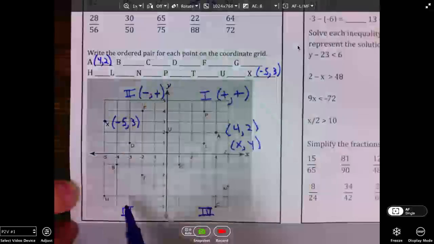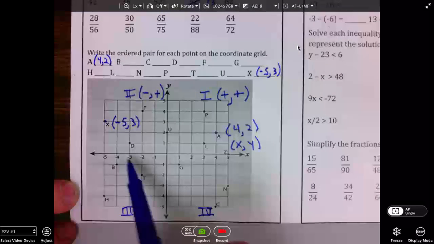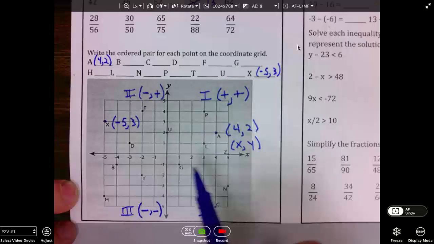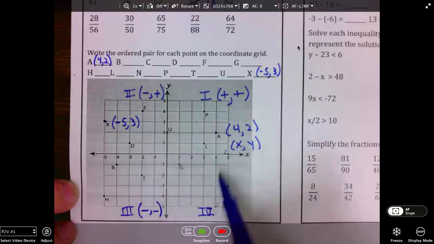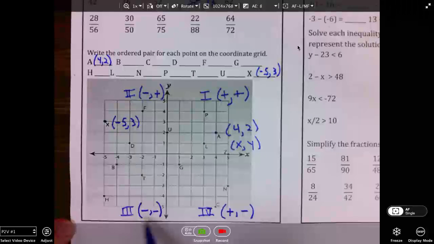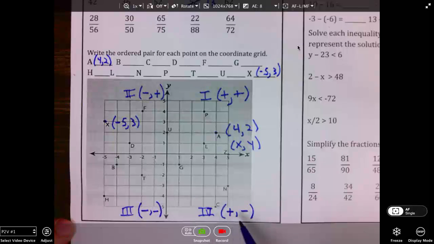Okay, quadrant 3. What will be the nature of these points? Well, it's a left movement and a down movement. So quadrant 3 will be negative, then negative. How about quadrant 4? It is a right movement and down. Quadrant 4 will be positive, then negative. As you work problems, as you find problems B, T, and H, make sure they're of this form, negative, negative. G, N, and C, make sure they're positive, then negative.